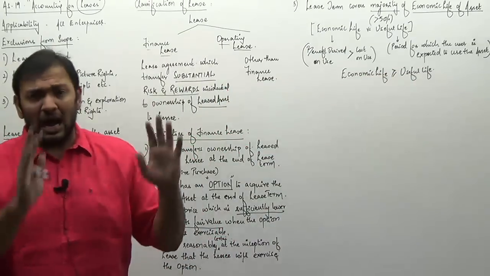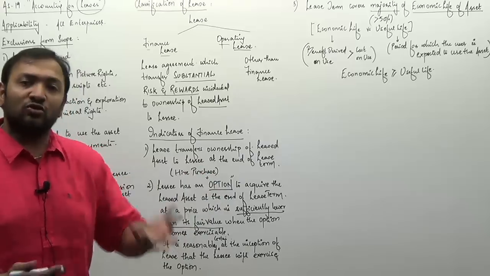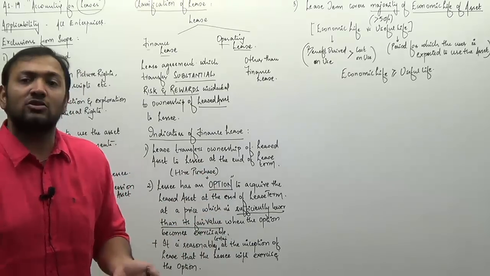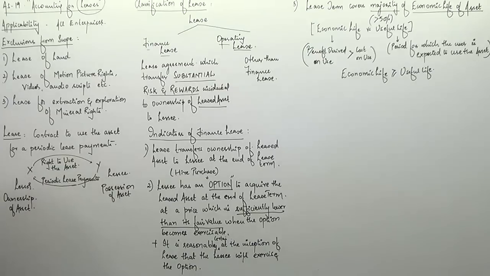Let's say I have used the car for the entire 6 years. After 6 years the car cannot be used. My useful life was 6 years, and the economic life of the car was also 6 years. So in such a situation you will observe that the economic life is equal to the useful life, or else normally we see that useful life is always less than economic life.